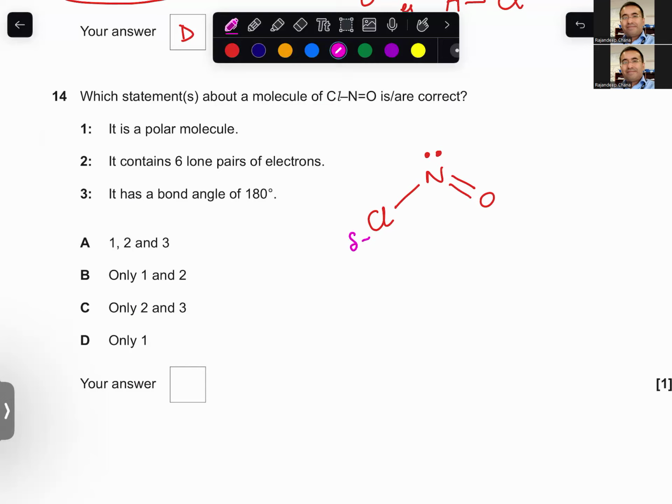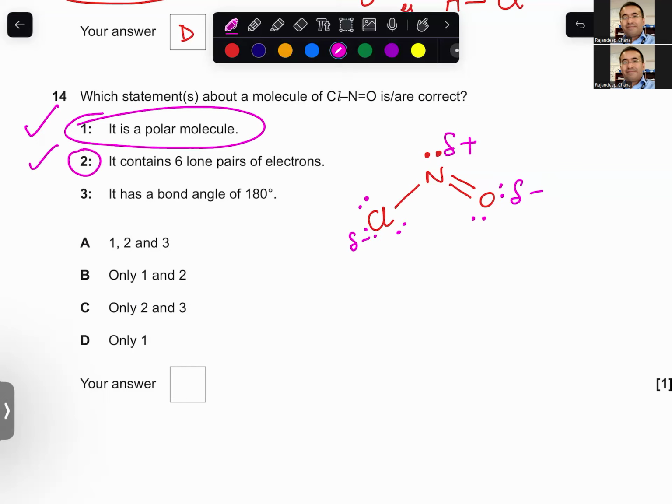And oxygen is more electronegative than nitrogen. That makes this delta positive. And there's an uneven distribution of electrons, so it will be a polar molecule. It contains 6 lone pairs. Let's see. 1, 2, 3, and 4, and 5, and 6. Yep, that's correct.